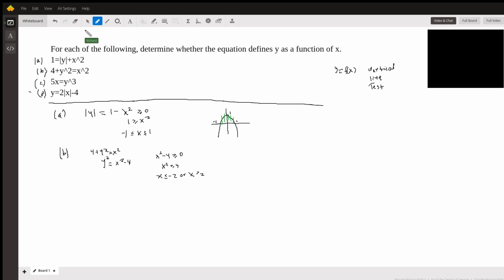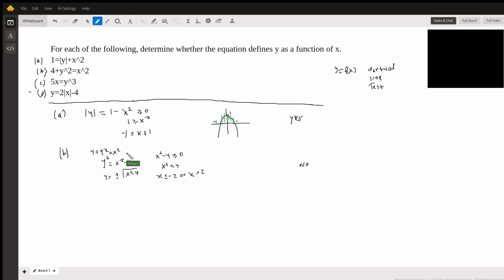The problem is, however, that this is not going to be 1 to 1 no matter what. This is not going to pass the vertical line test no matter where we look. In general, square roots don't pass. We could go one more step here, but you're going to get plus or minus the square root of x squared minus 4. And so that's going to cause us to fail the vertical line test. So this was a yes. This was a big yes. This is a big no.